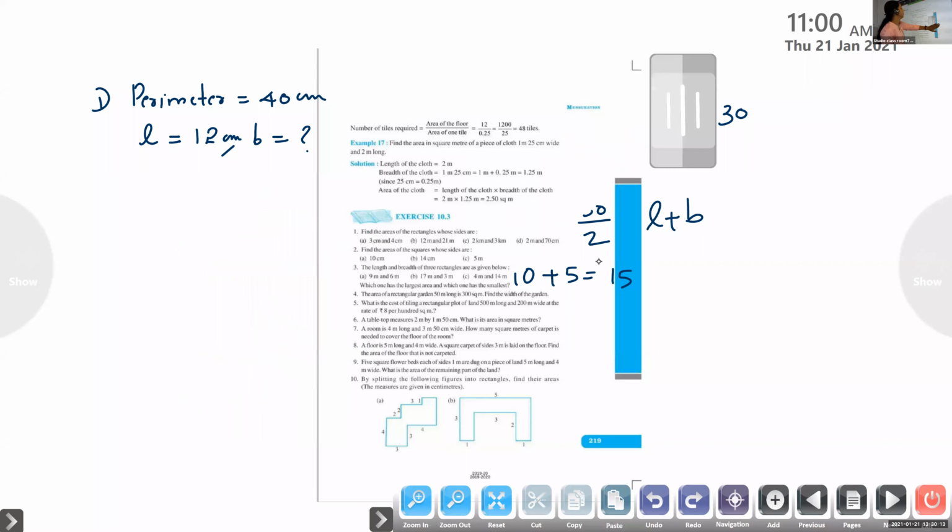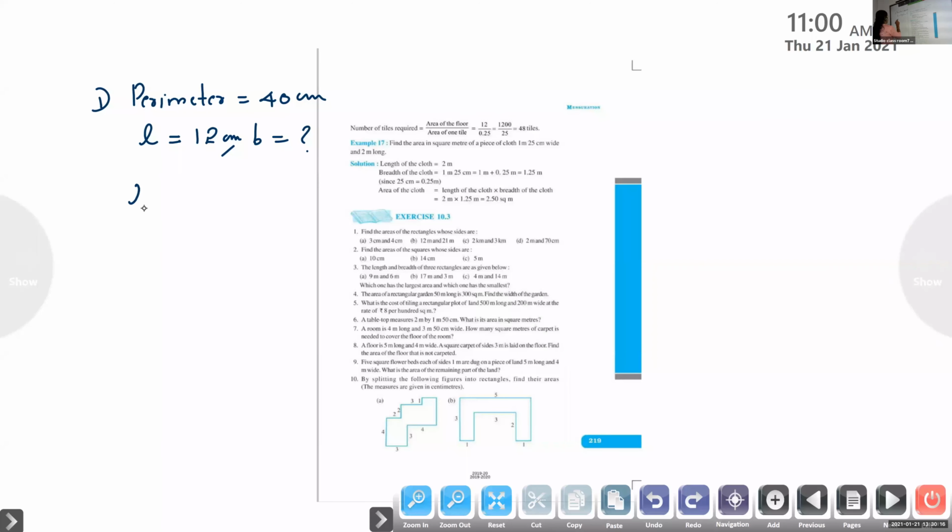This question, when you add 2 into L plus B, you will get a perimeter. So what is length and breadth here? Perimeter's half. Clear? Did you understand? When you add length and breadth only one time, you will get perimeter's half. What is that? 40 by 2. What is that? 20. What is 40 by 2?